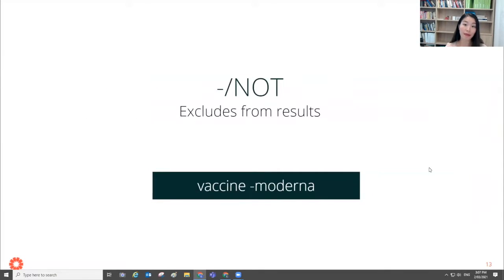There is also the minus sign, which helps you exclude certain results. So if you were to type in vaccine minus Moderna, you would get every post that talks about vaccines, but doesn't mention Moderna.